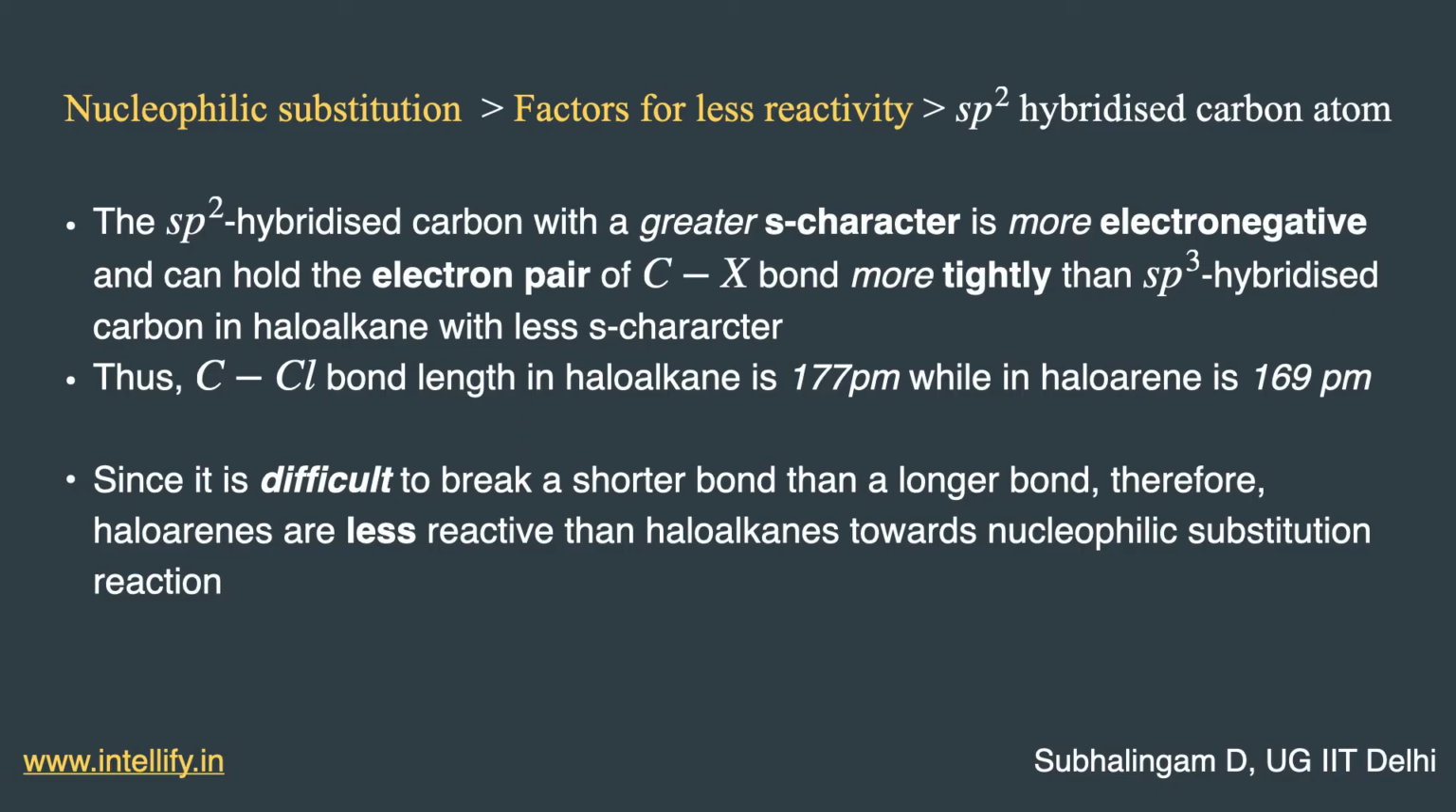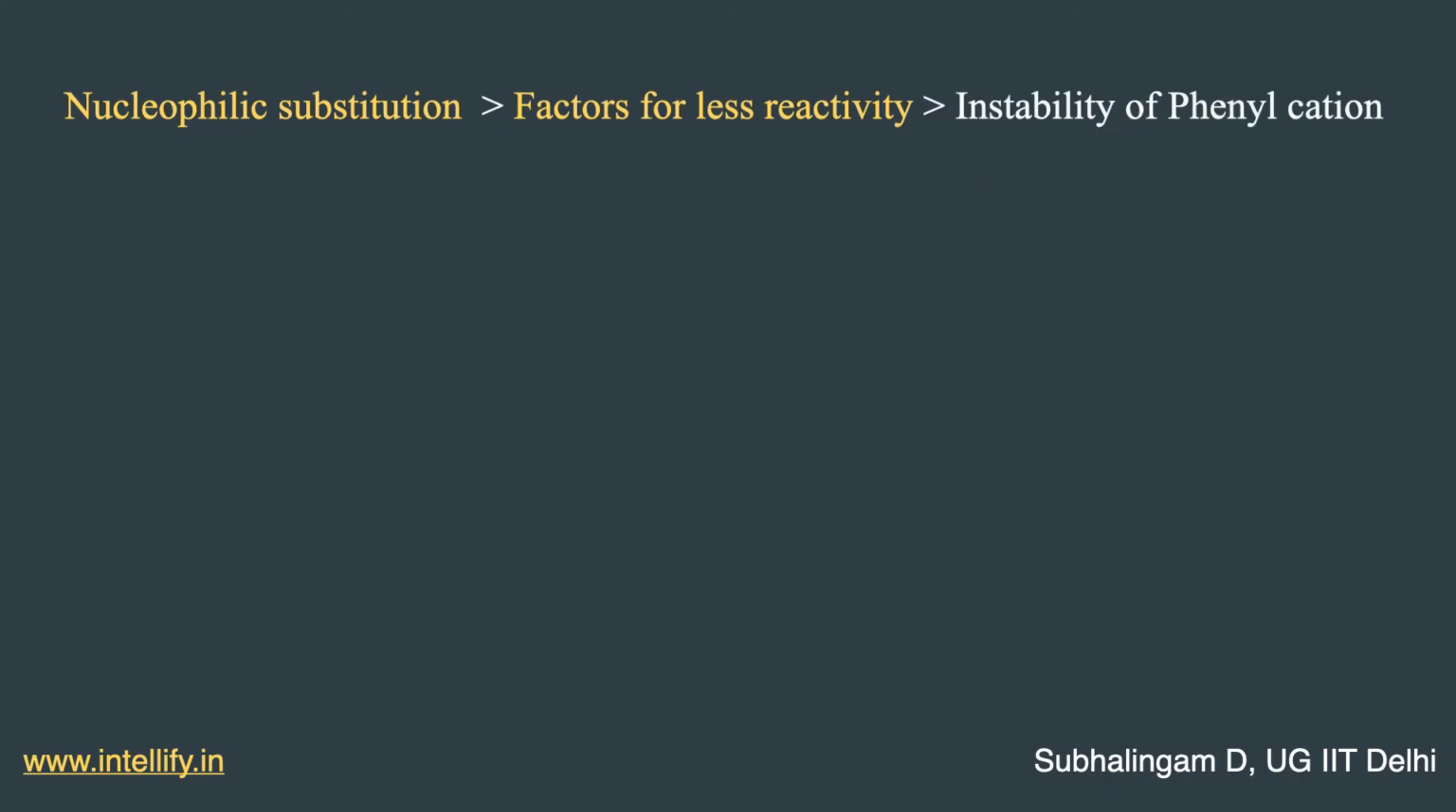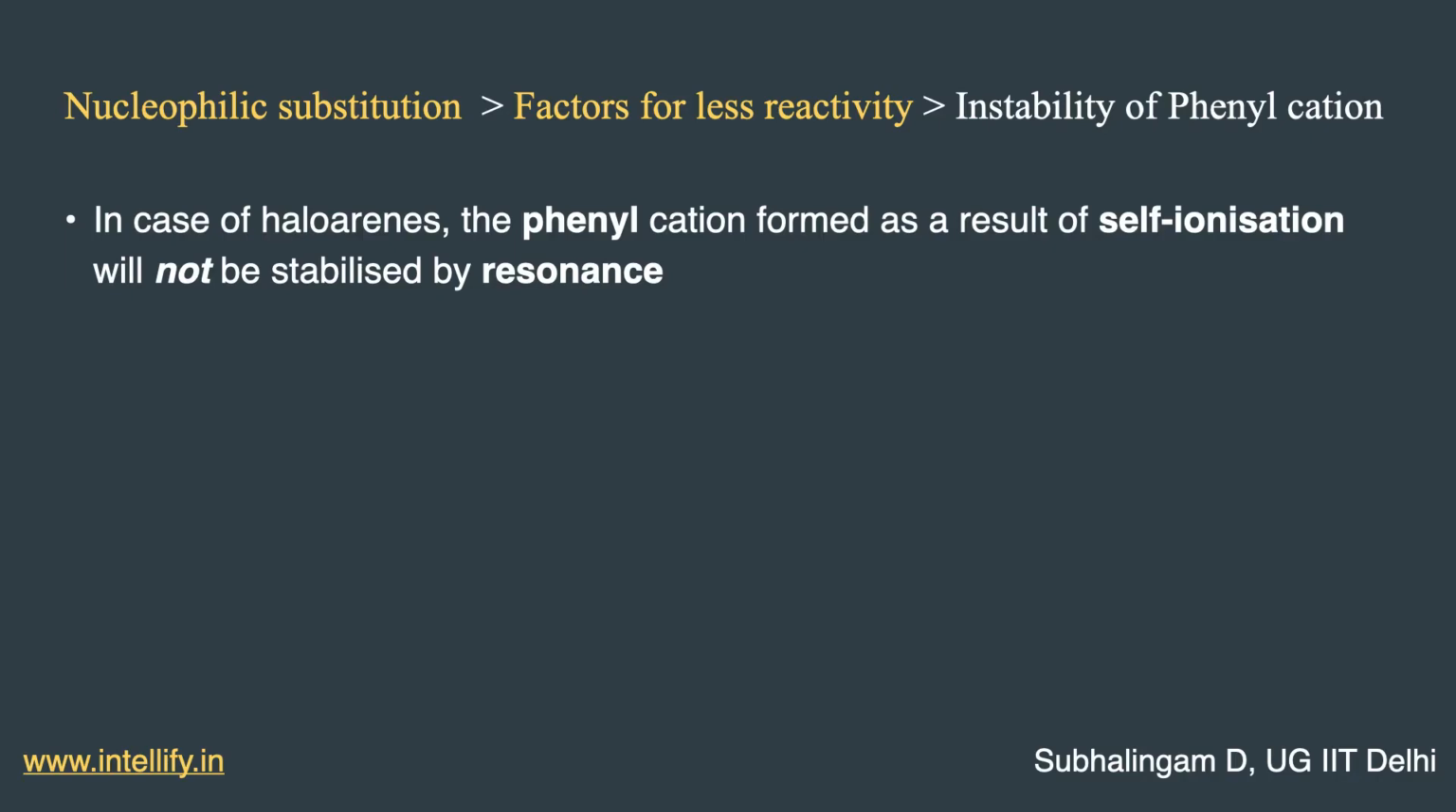So till now we have seen two important factors. The first one is resonance. Because of resonance, it gets a double bond character and it is difficult to break. And the second one is due to the sp2 hybridized carbon atom. So here comes the next one, which is instability of phenyl cation. In case of haloarenes, the phenyl cation formed as a result of self-ionization will not be stabilized by resonance, and hence the SN1 mechanism is ruled out.